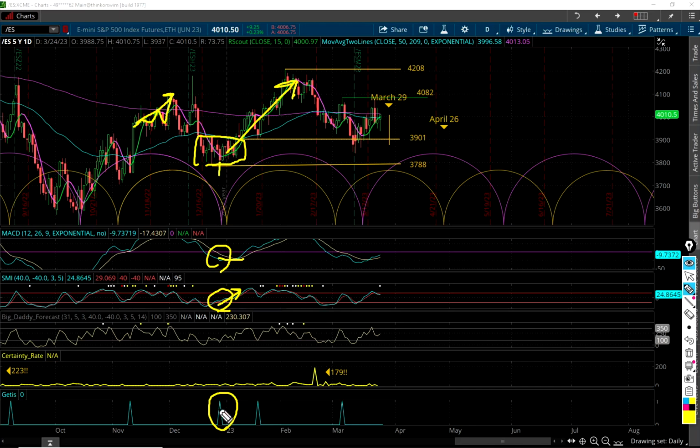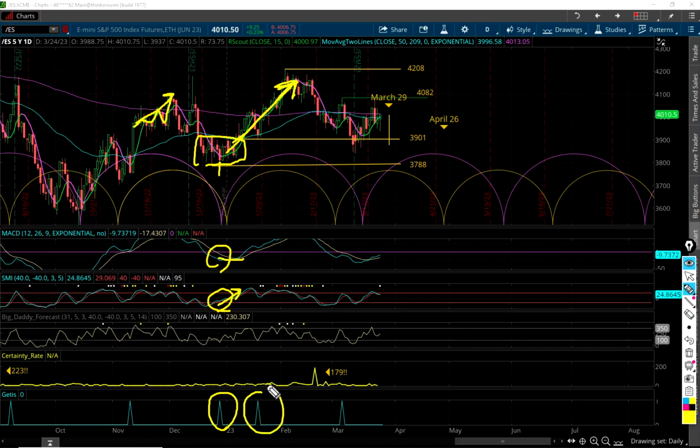So the Getis indicator was telling us, get ready, the market's going to make a big move. It took about a week for that to play out, and then the market just took off. So you've got to be patient. When you see these indicators like this, especially the Getis indicator popping up like that, it doesn't happen very often. Get ready for a big move in the market.